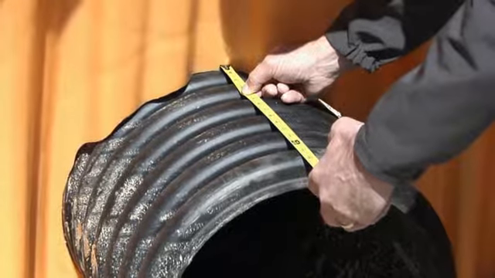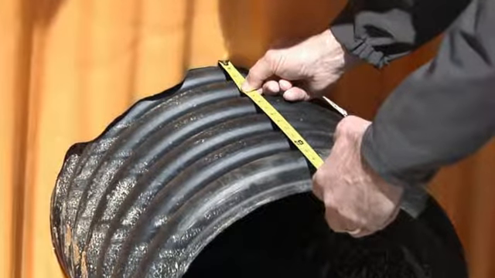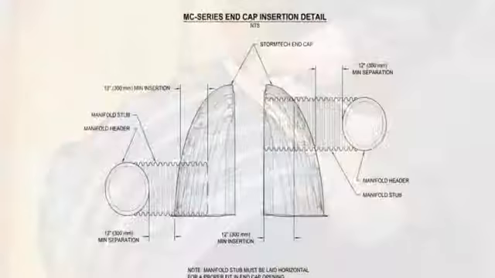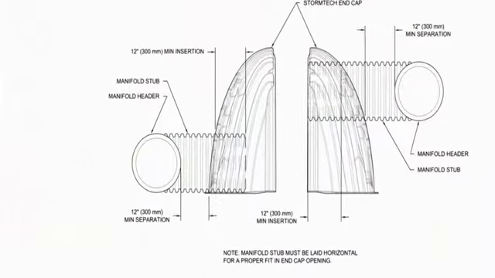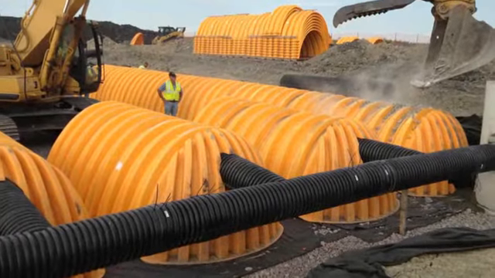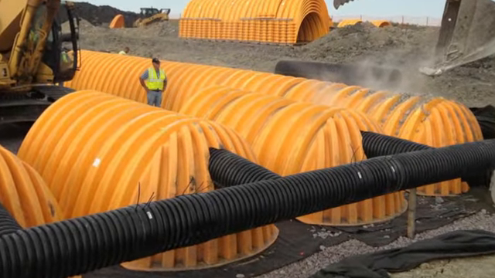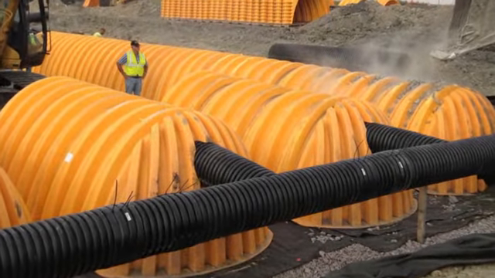The manifold pipe must be inserted a minimum of 12 inches into the end caps, while the header manifold must be a minimum of 12 inches away from the end cap. Be sure there is a tight fit between the pipe and the end cap so that there are no gaps for embedment stone to pass.